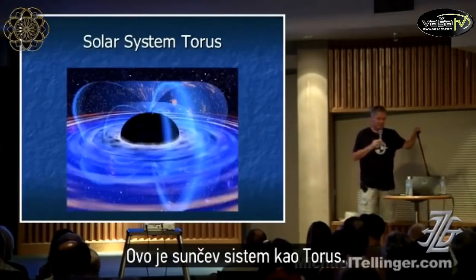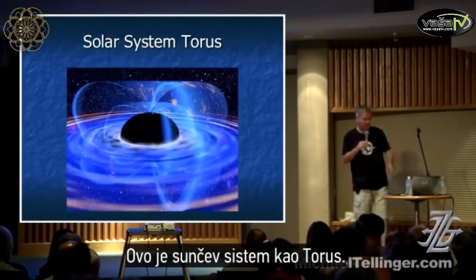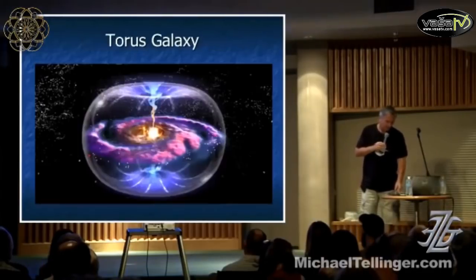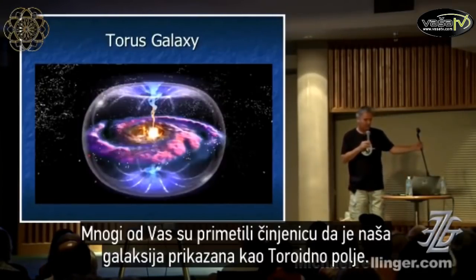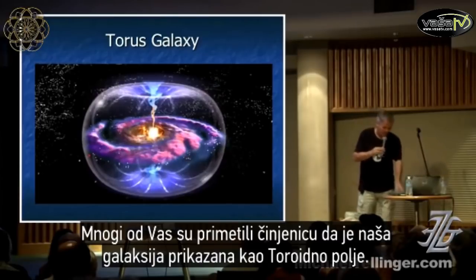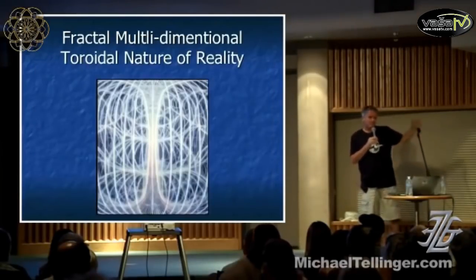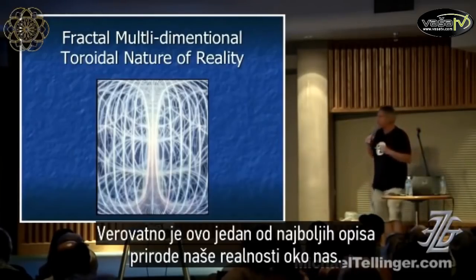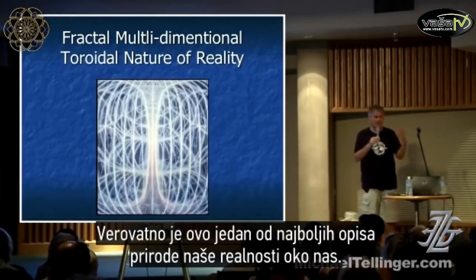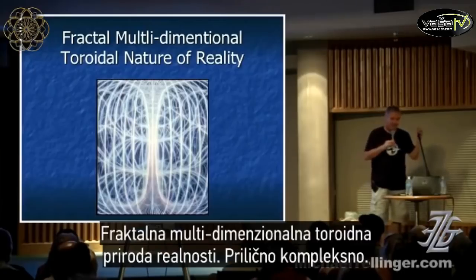Here's the solar system as a torus. And many of you would have seen the fact that our galaxy has been shown to be a toroidal field. And so it goes. So I guess this is probably one of the best descriptions of the nature of our reality and around us. The fractal, multidimensional, toroidal nature of reality.